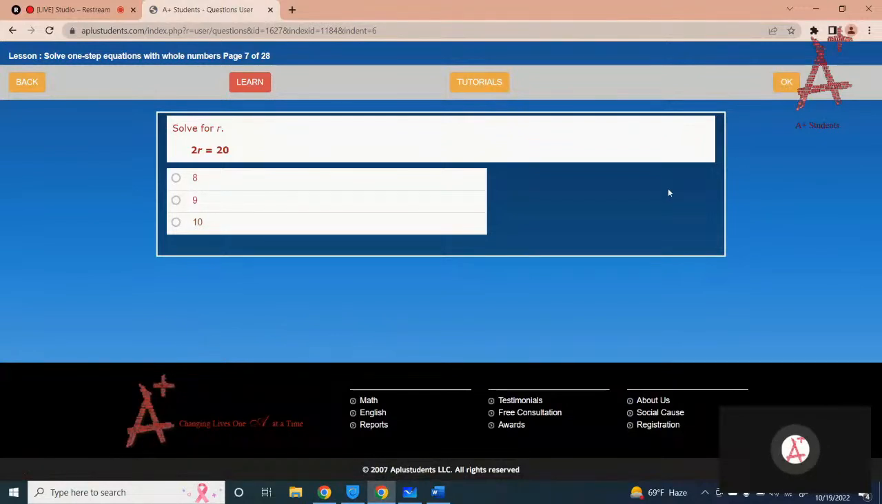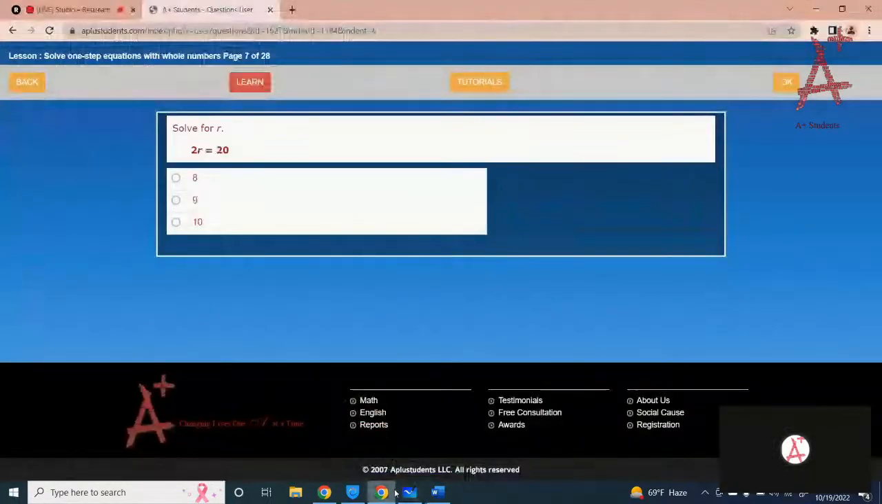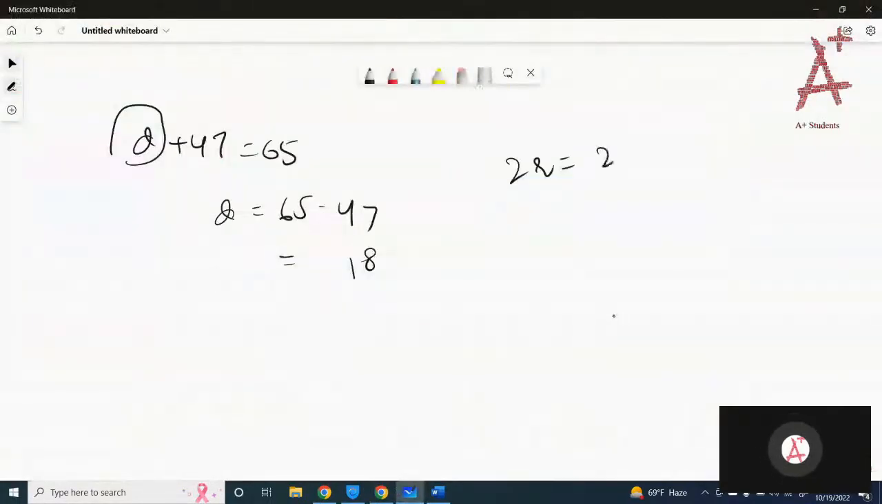Okay, the next one is 2r equals 20. You need to isolate the variable. Isolate the variable means on the one side of the equal sign you just have the variable, and on the other side you have the numbers. So 2r equals 20.